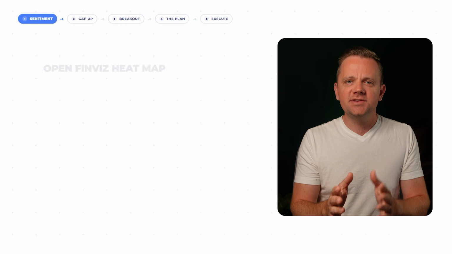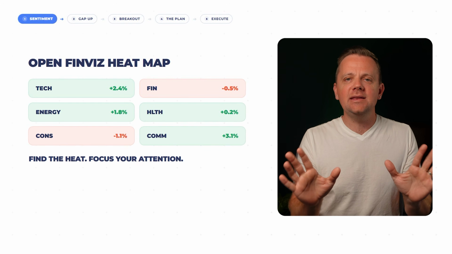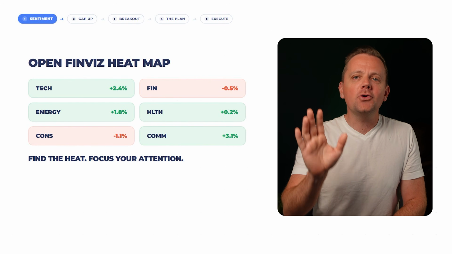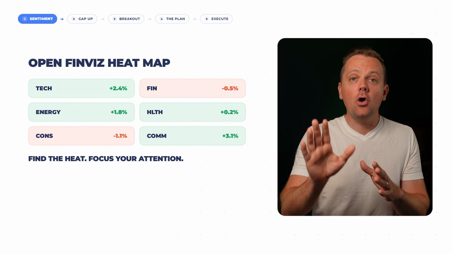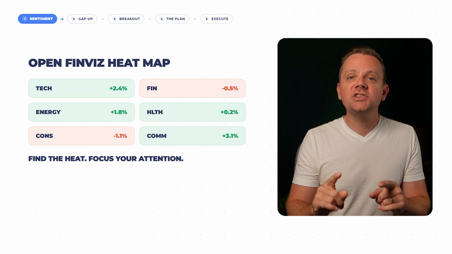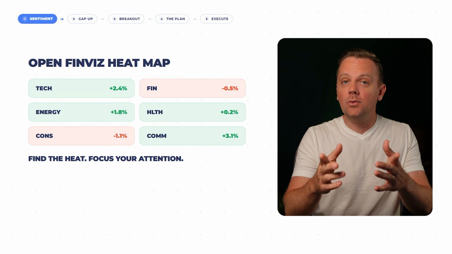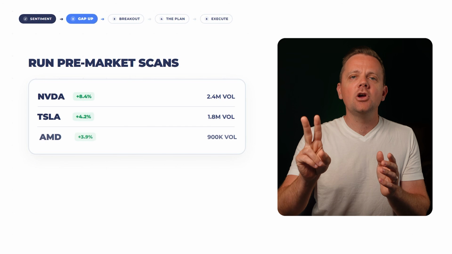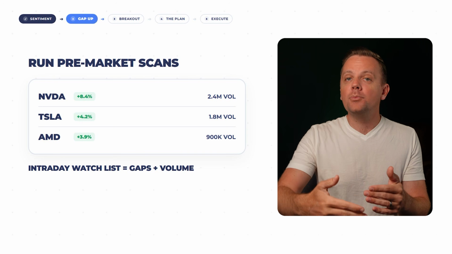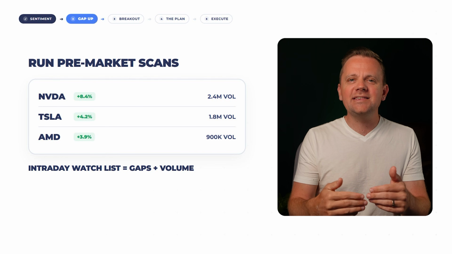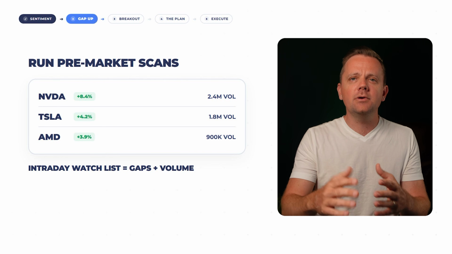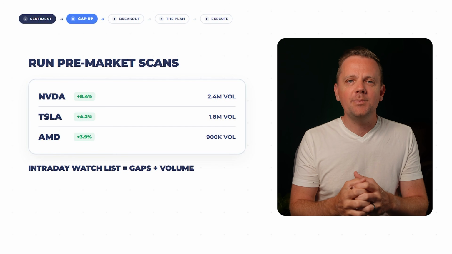All right, so let's tie everything together with a simple daily workflow. This is the kind of process that separates traders who improve over time from traders who stay stuck. Step 1, open the heat map in Finviz. This takes 30 seconds. Ask yourself, what is the overall market sentiment? Which sectors are hot? Where do you want to focus? Step 2 is run that gap up screener. Do this pre-market. What is gapping up with real volume? Build your intraday watch list based on this.